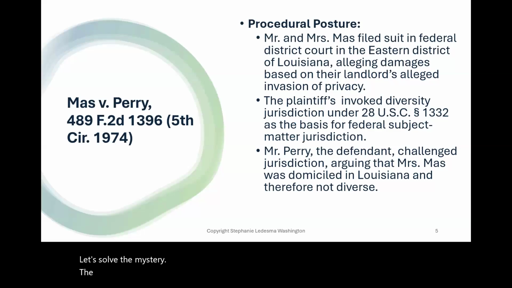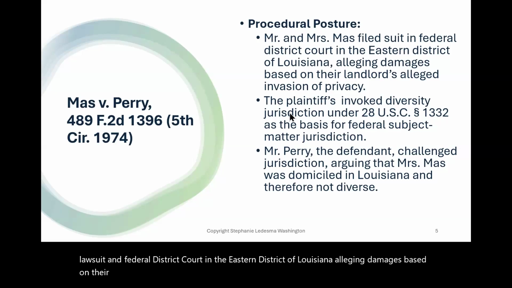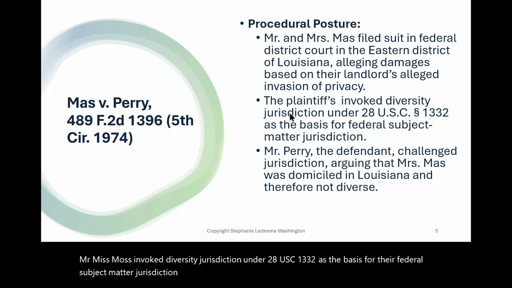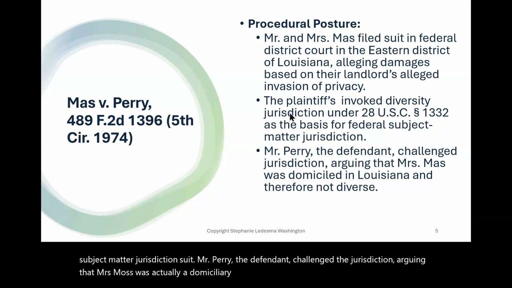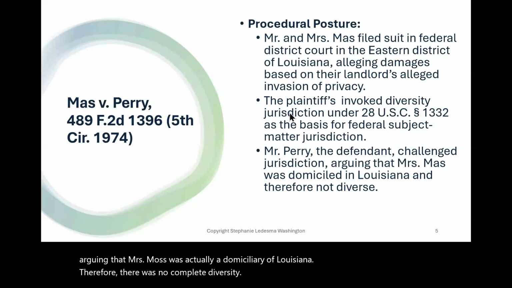The procedural posture of Moss v. Perry is as follows. Mr. and Mrs. Moss filed their original lawsuit in federal district court in the Eastern District of Louisiana, alleging damages based on their landlord's alleged invasion of privacy. Mr. and Mrs. Moss invoked diversity jurisdiction under 28 U.S.C. 1332 as the basis for their federal subject matter jurisdiction. Mr. Perry, the defendant, challenged the jurisdiction, arguing that Mrs. Moss was actually a domiciliary of Louisiana. Therefore, there was no complete diversity. Therefore, the federal court would not be able to exercise jurisdiction.